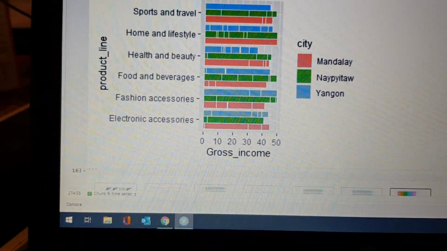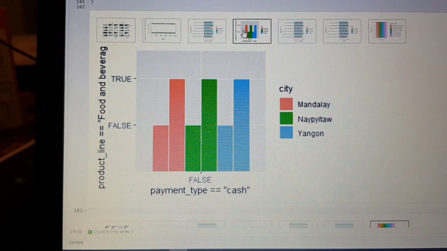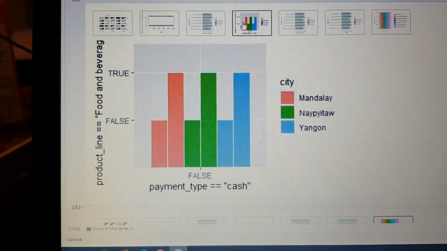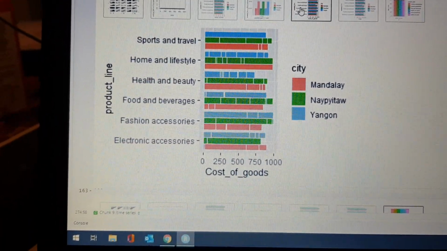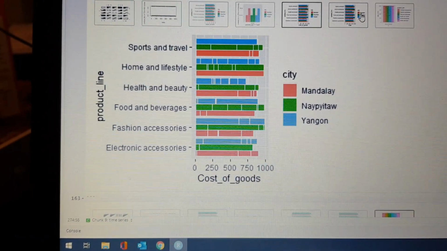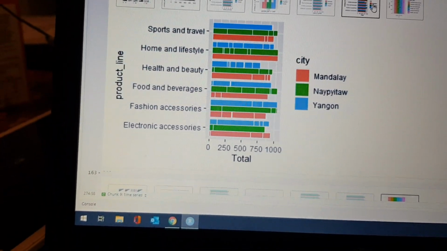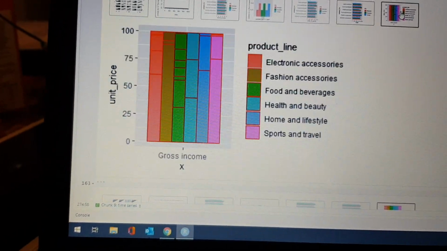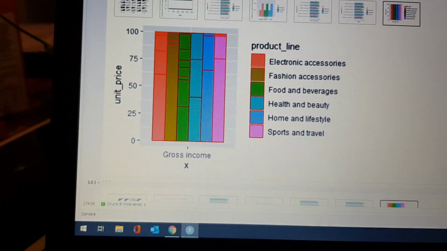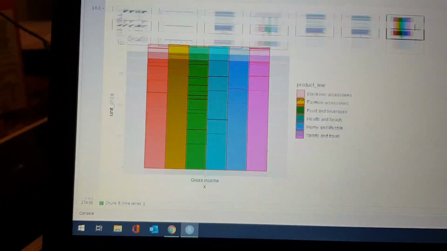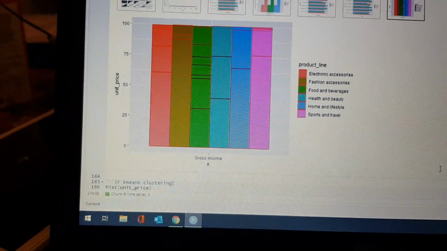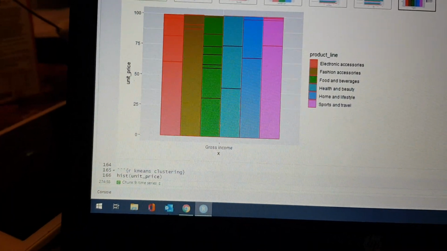And I looked at food and beverages versus payment type, cash or card. Then I looked at product line versus cost of goods. Product line versus the total, and unit price versus gross income for all the different product lines. It's just more graphs. It's doing the same thing again, just trying to mess around with it, see what I could find out from it.